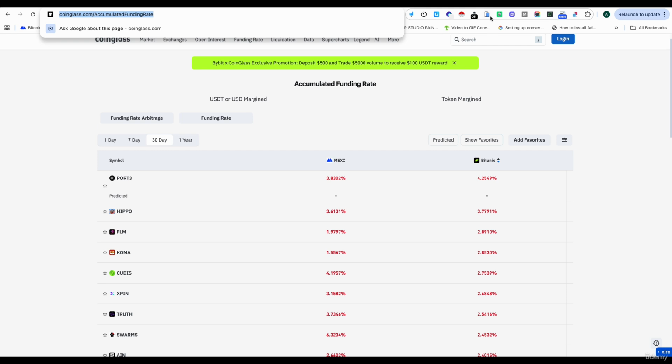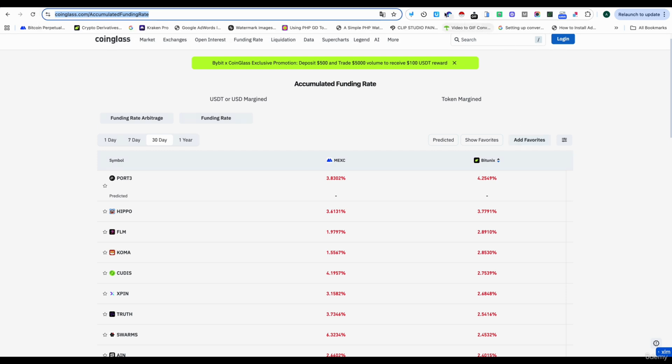So with just a few clicks, you can instantly identify which coins have the strongest and most consistent net funding rate over the past 30 days. Let's go through some examples together so you can see how this selection process works in real situations.